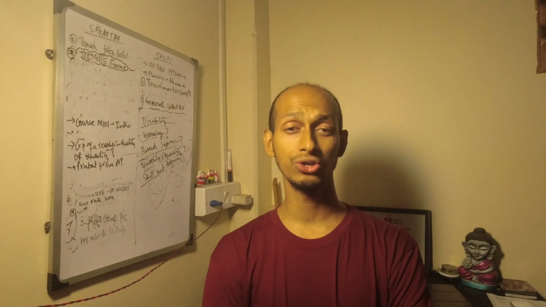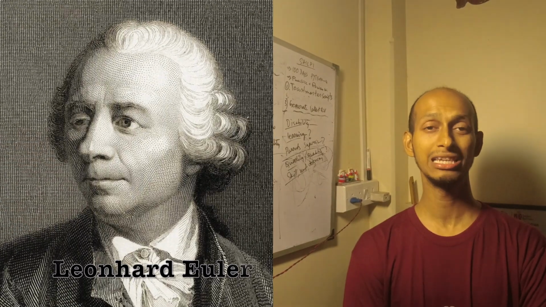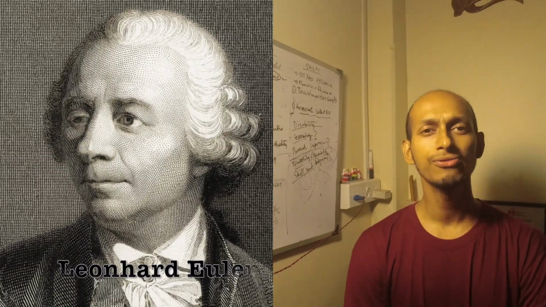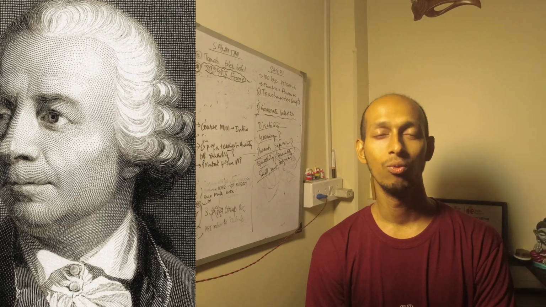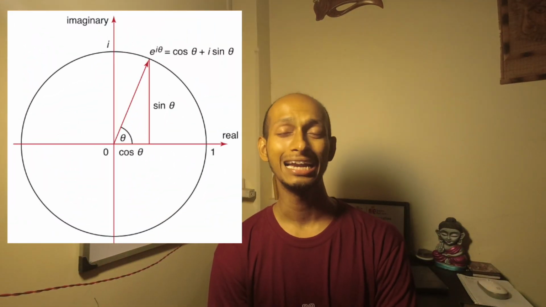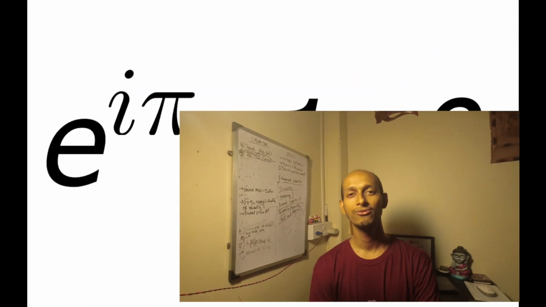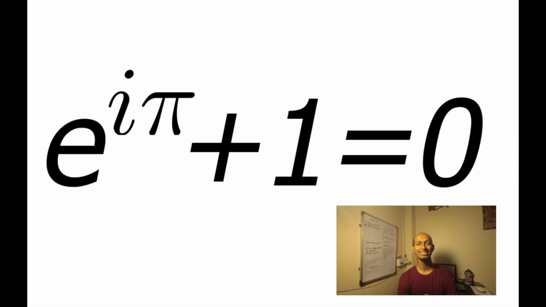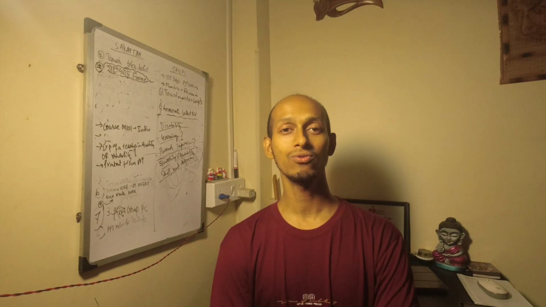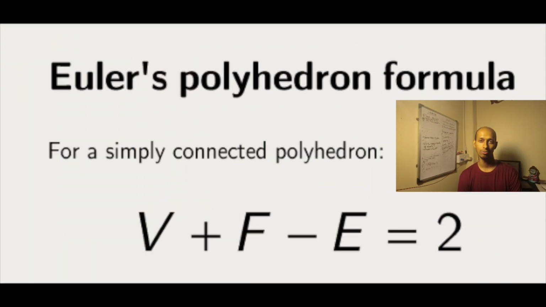So I'll begin this video with the legendary mathematician Leonhard Euler. He is famous for his two formulas. One is Euler's formula that connects the complex i with the trigonometrical functions, that is e to the power i pi plus 1 is equal to 0, and another one is Euler's polyhedra formula, that is f plus v is equal to e plus 2.